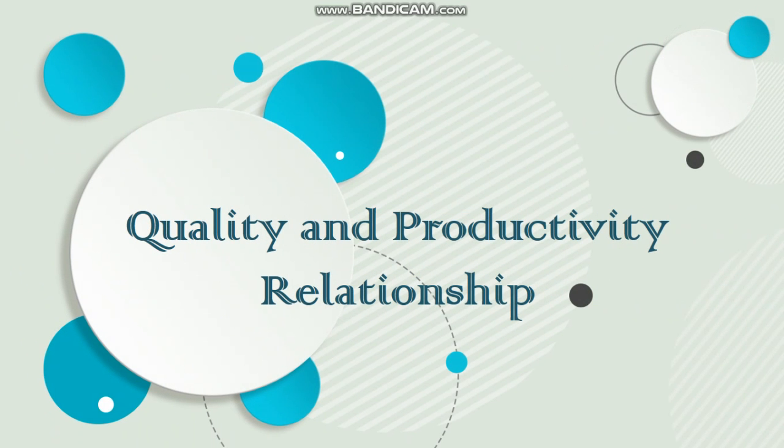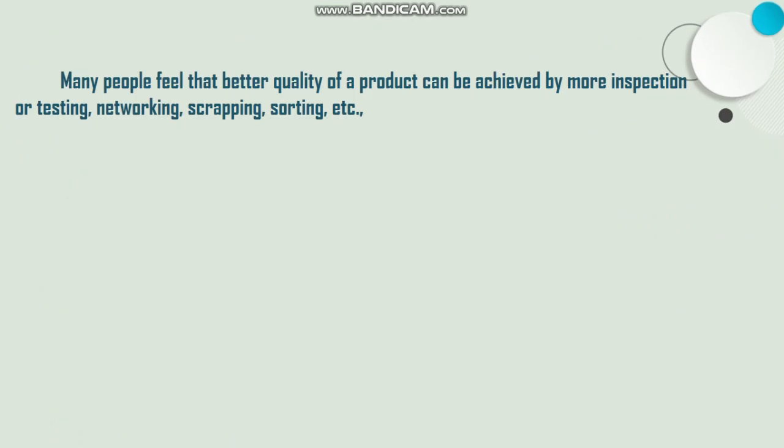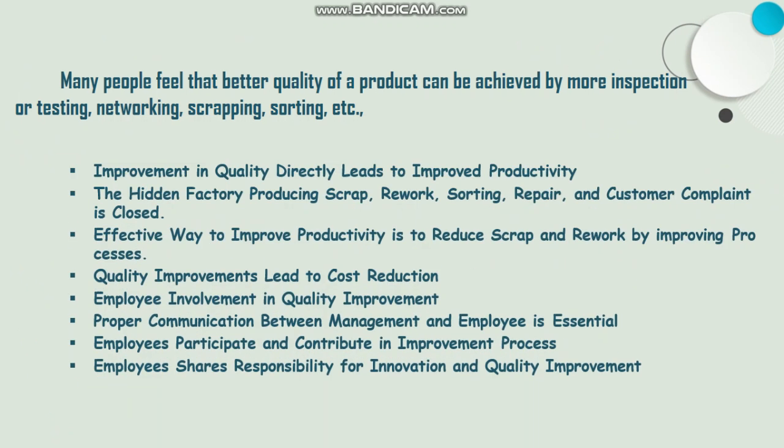So, the quality and productivity relationship. Many people feel that better quality of a product can be achieved by more inspections. These are the following. Improvement in quality directly leads to improved productivity. The hidden factory producing scrap, rework, sorting, repair, and customer complaints is closed. An effective way to improve productivity is to reduce scrap and rework by improving processes. Quality improvements lead to cost reduction.